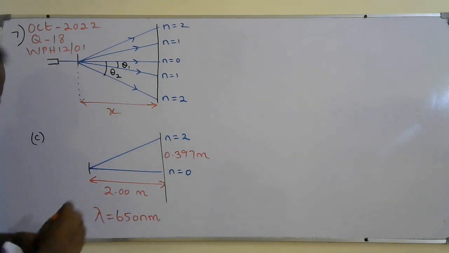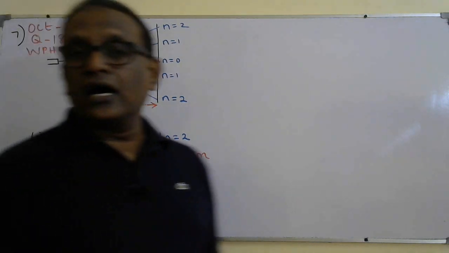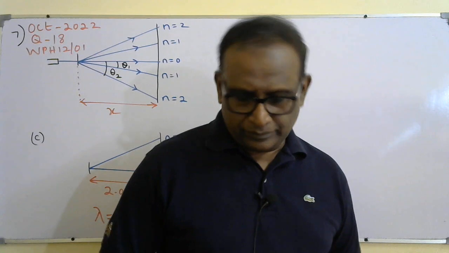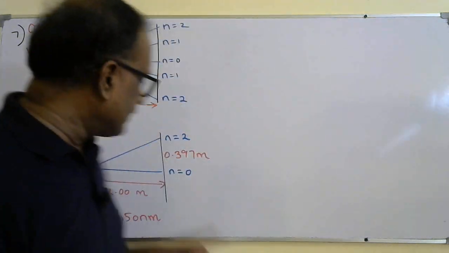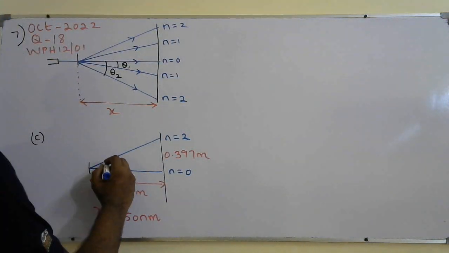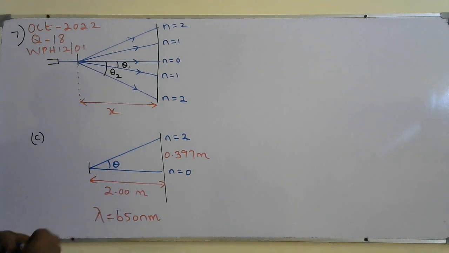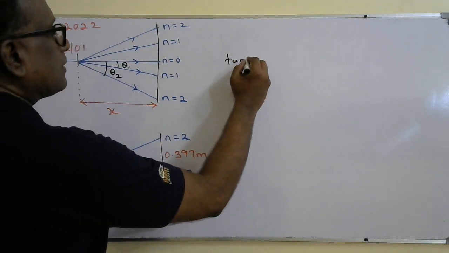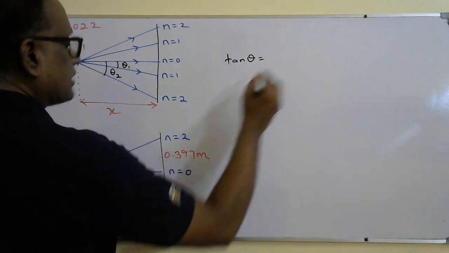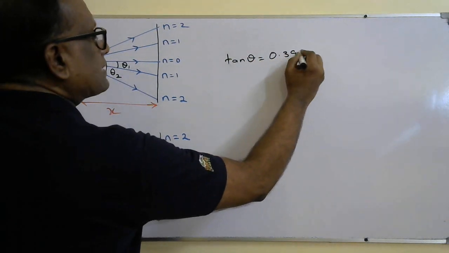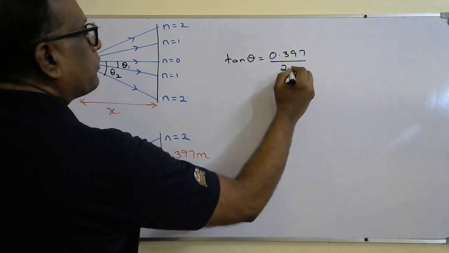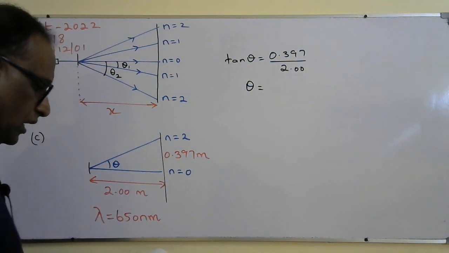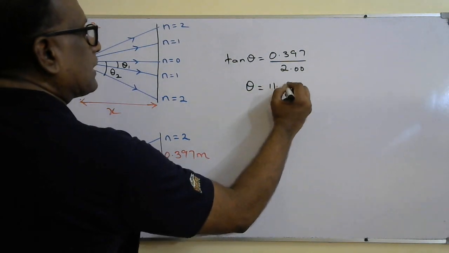So it's labeled 300 lines per millimeter. Is it correct? Same thing as what I did earlier. I'm not going to do that, I'll give you the idea. You are going to find the theta here. Use tan theta equal, for the second order, 0.397 over 2.00. Find the theta. So you will get theta equal to 11.2 degrees.